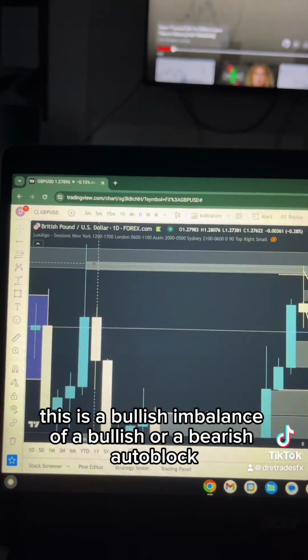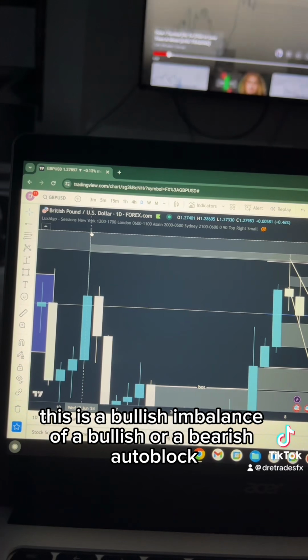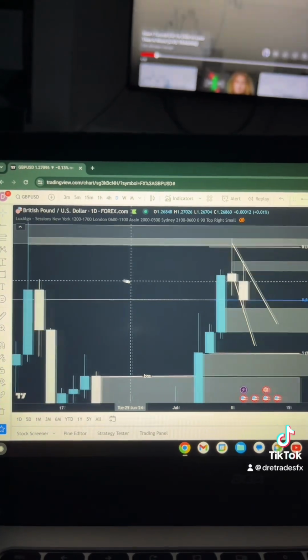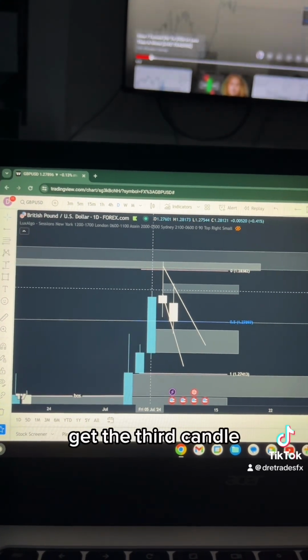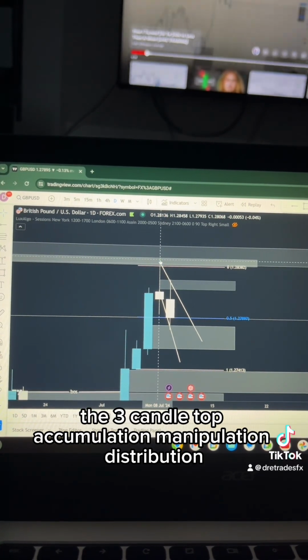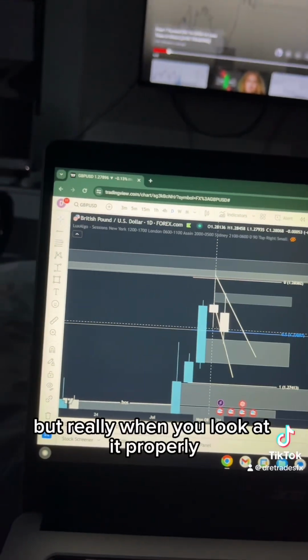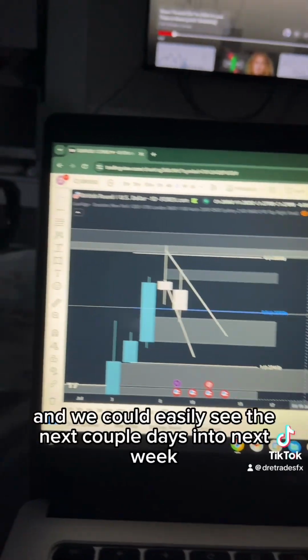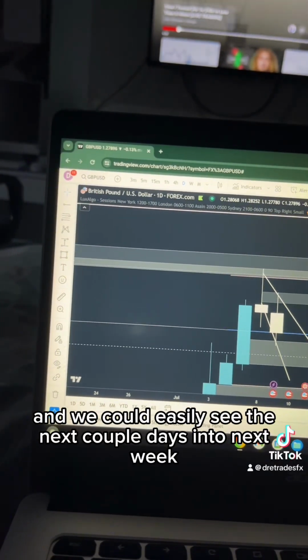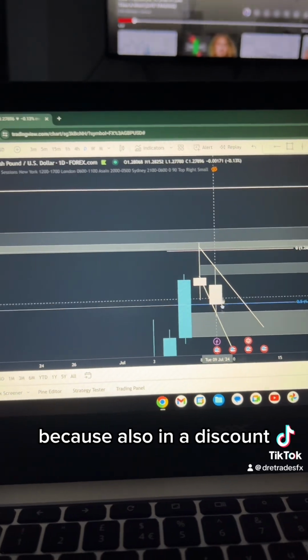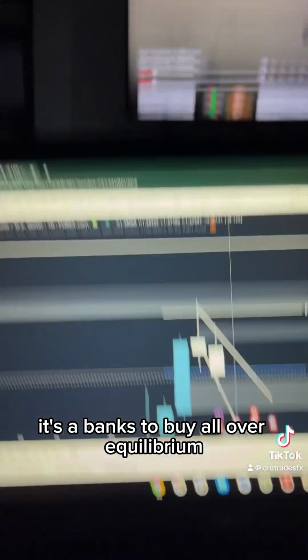You can see this is a bearish order block. I mean, price, this candle wicks out, closes low, and then what's happening here? We get the third candle, the three candle tap: accumulation, manipulation, distribution. But really, when you look at it properly, it really is just a daily retracement, and we could easily see the next couple of days into next week taking out that buy side liquidity, because we're also in a discount for banks to buy on our equilibrium.